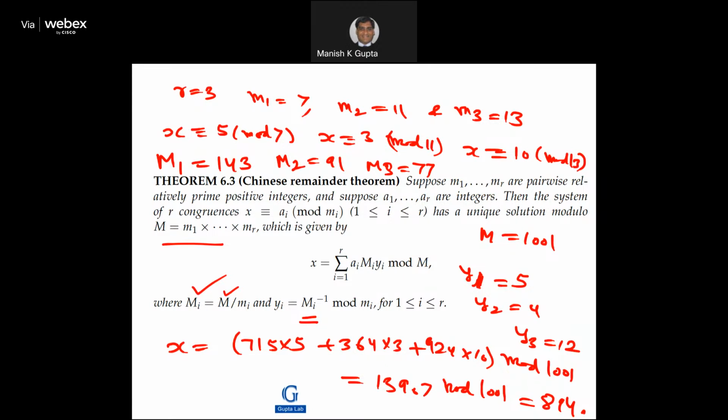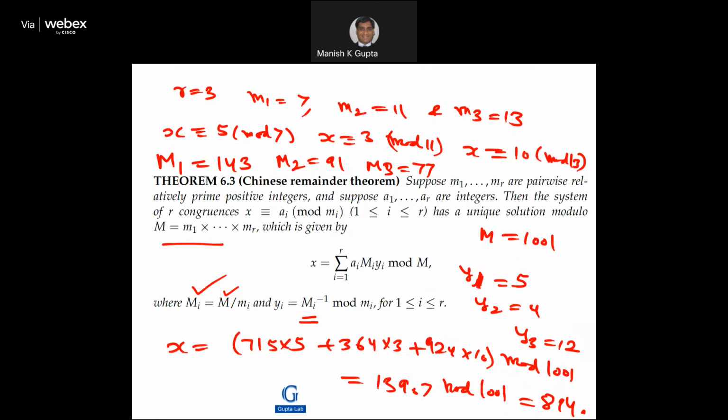Now this is another very interesting result. I think you also know this from your discrete math class, the Chinese remainder theorem, right? So if you have equations like x is congruent to a1 mod m1, x is congruent to a2 mod m2, x is congruent to a3 mod m3, and so on, x is congruent to ar modulo mr, where the mi and ai are integers and the mi are pairwise relatively prime, meaning the GCD of mi comma mj is 1.